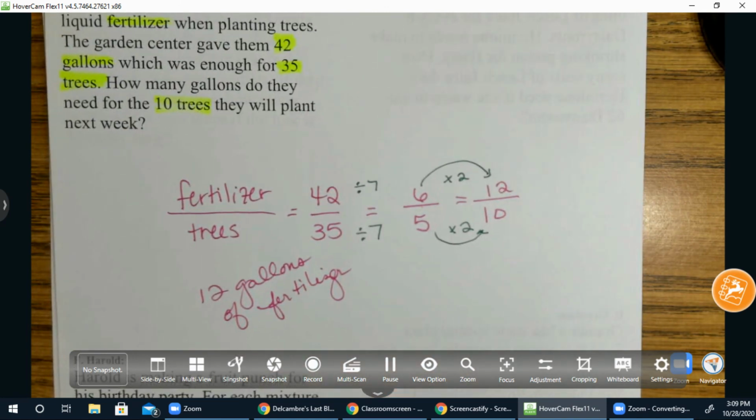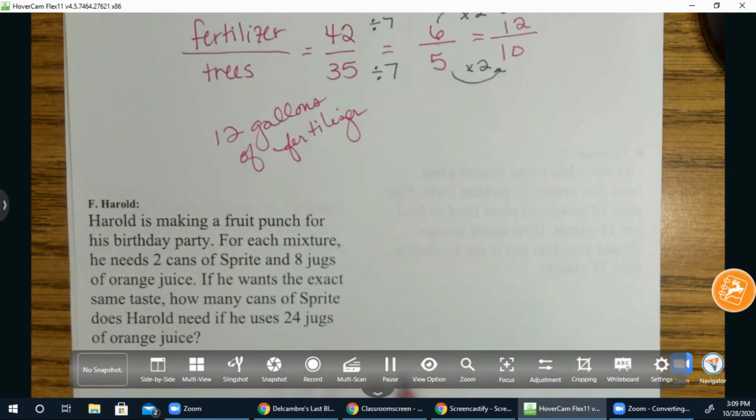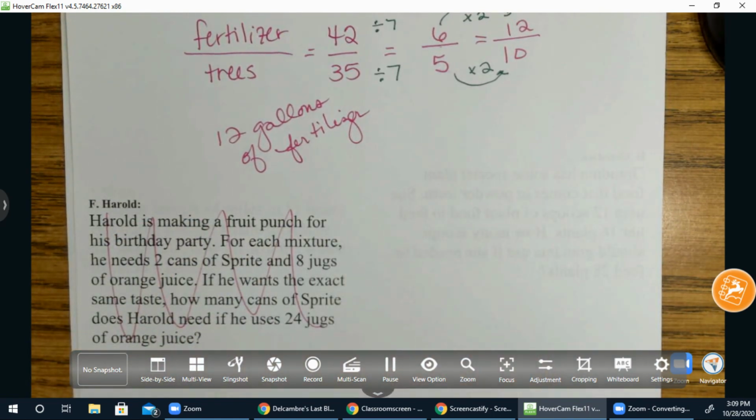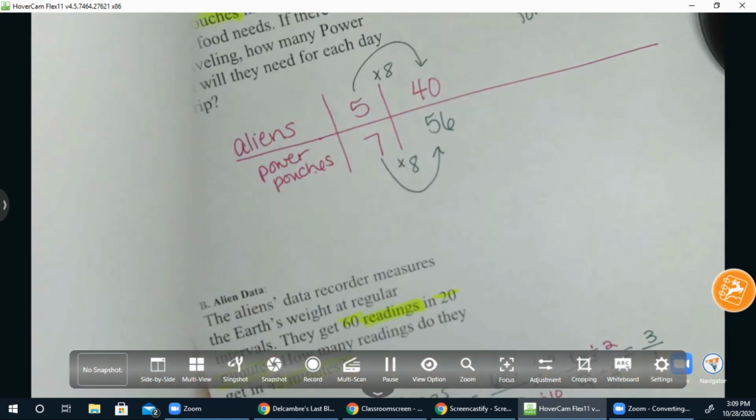Okay. Let's look at our next one. We don't need to because Harold is a question we already did yesterday. So flip it over or turn to your next page.